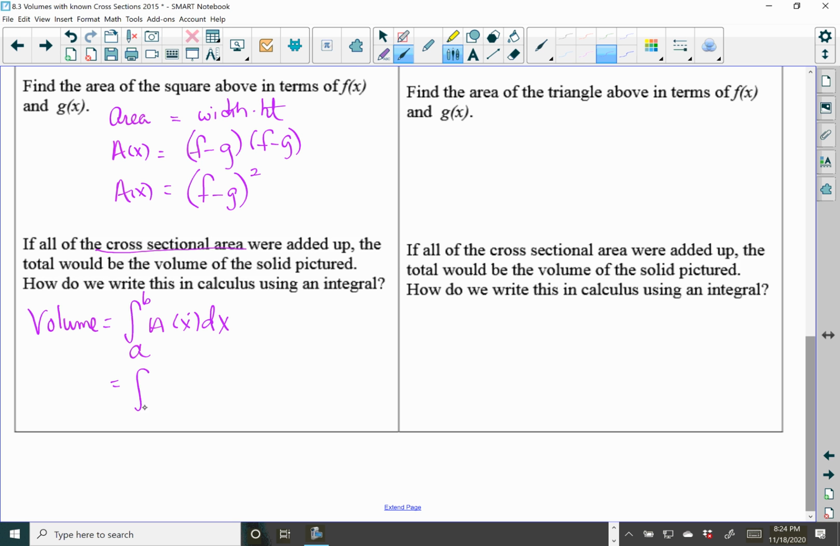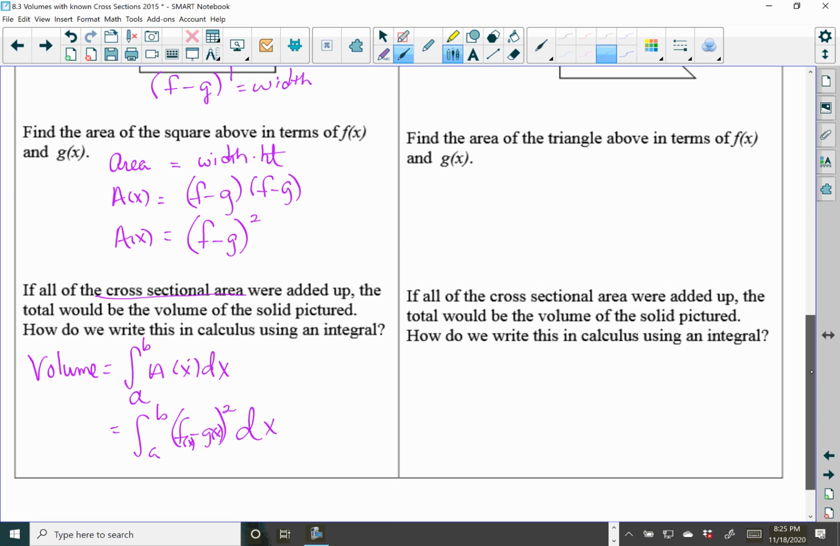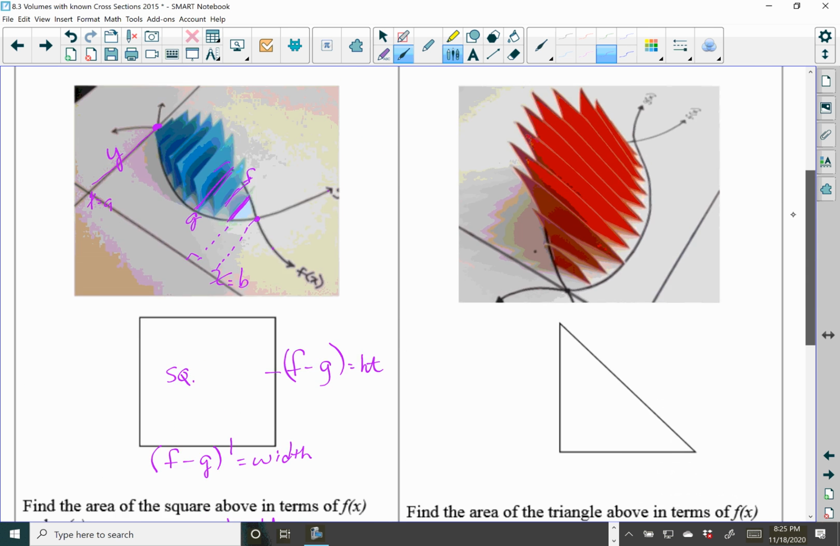And in this case, that's going to be an integral from a to b of f minus g, quantity squared, dx. You could even put in x's in here, f of x, so that we know that our functions are expressed in terms of x. So square is pretty easy. Top minus bottom, quantity squared.